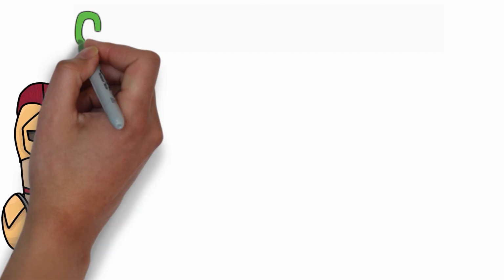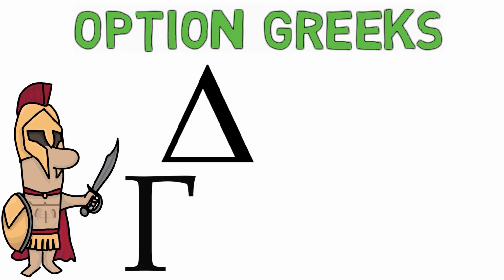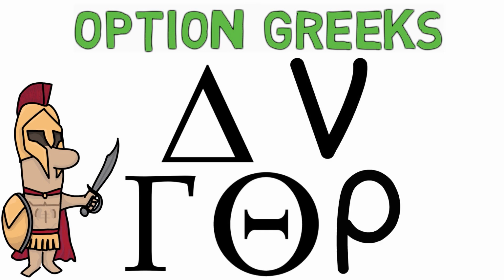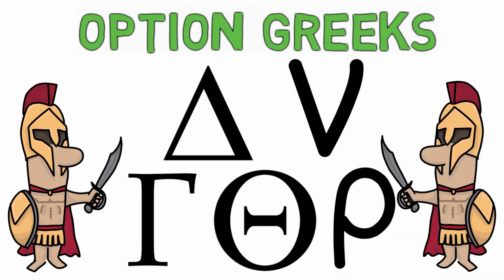Do you want to understand the mysterious option Greeks, better known as Delta, Gamma, Theta, Vega and Rho? In this video, I will explain to you in a simple way how they can be your secret weapons in options trading to maximize profits and manage risk.